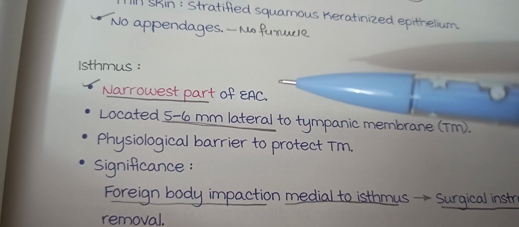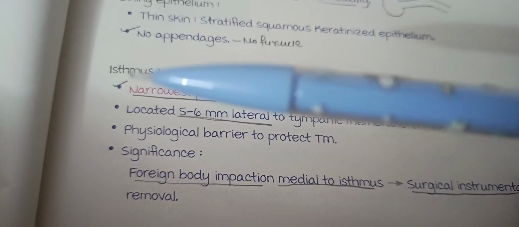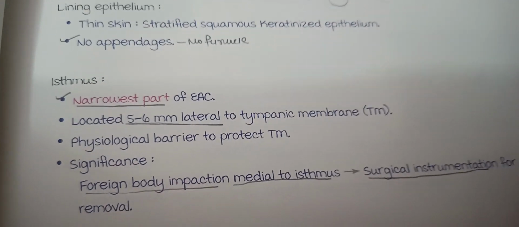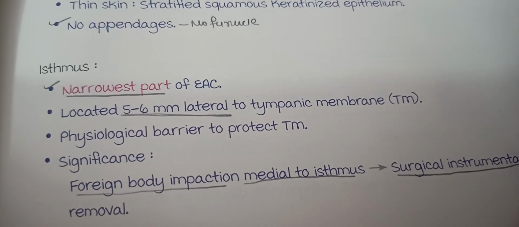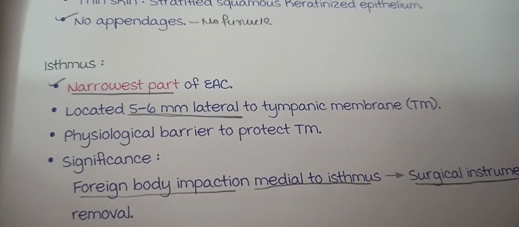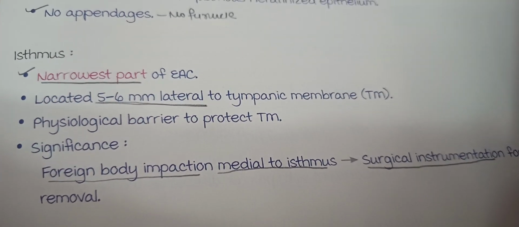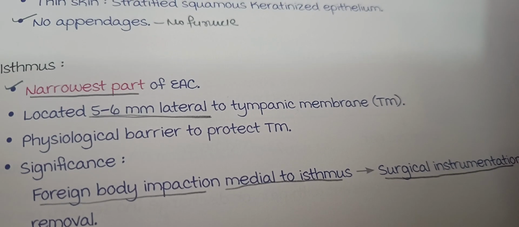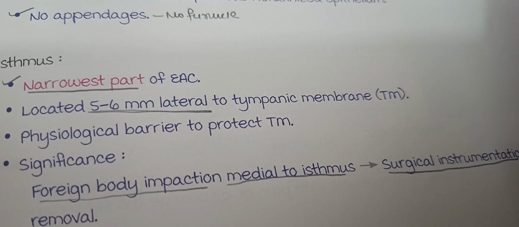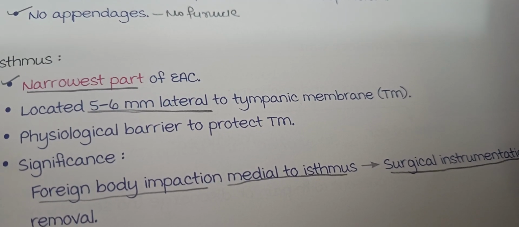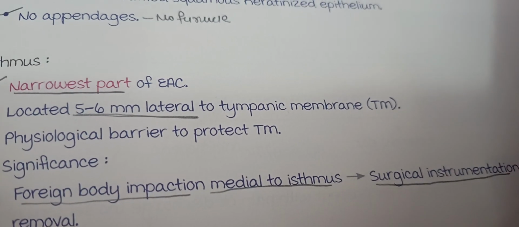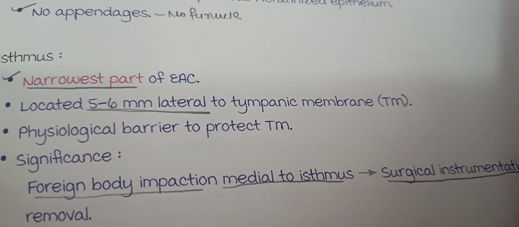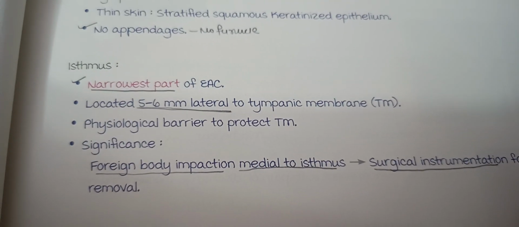Now it is the physiological barrier to protect the tympanic membrane. Any foreign body that enters the external auditory canal is lodged in this isthmus, and if it is lodged in this isthmus, then it is quite impossible to remove it using any external source, so we have to do surgical instrumentation for removal of the foreign body.